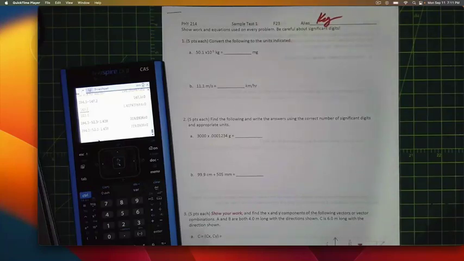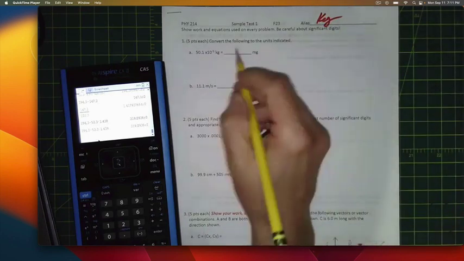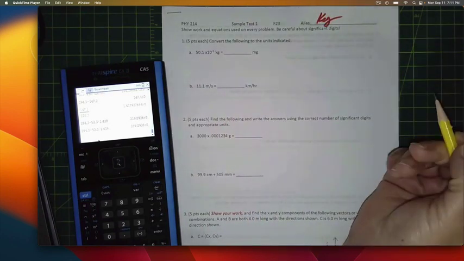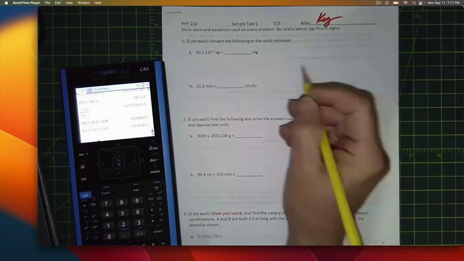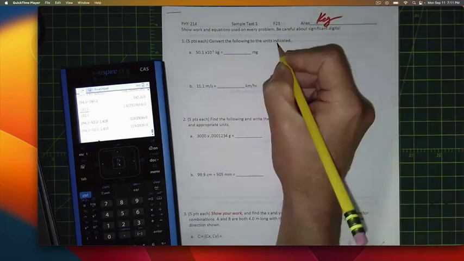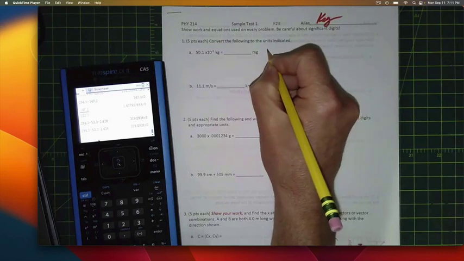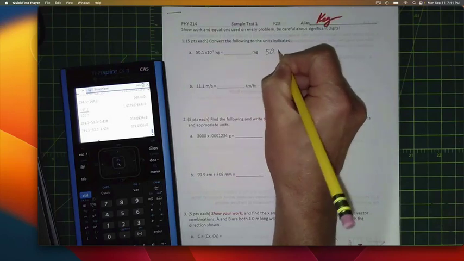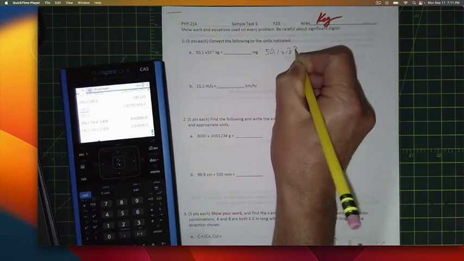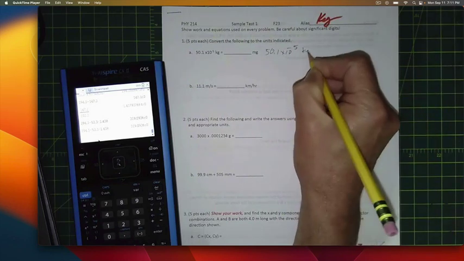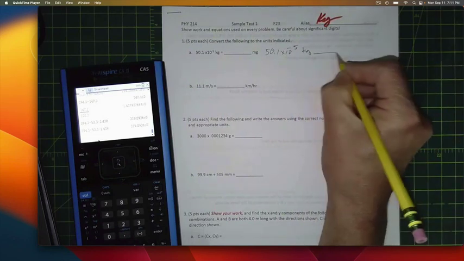Let's look at this sample test for Physics 214, Fall 23. So first problem, let's convert the following to the units indicated. When you're doing this, make sure you show all your unit conversions. So we've got 50.1 times 10 to the negative 5 kilograms. We want to go to milligrams, so we'll do a couple of fractions here.